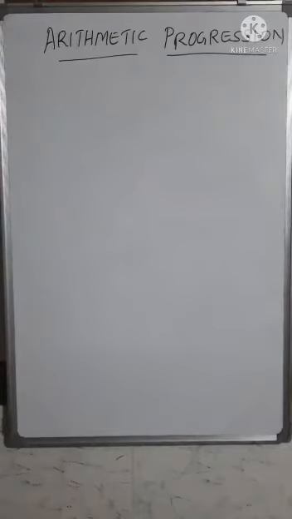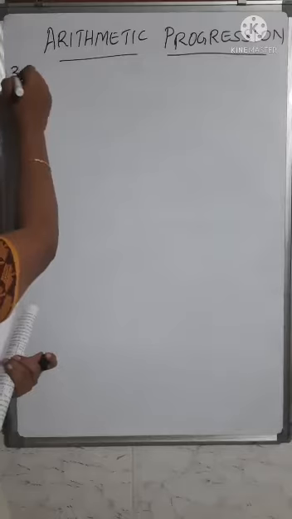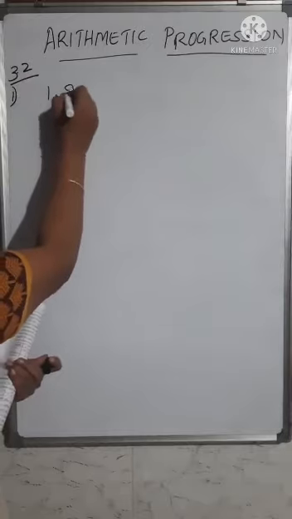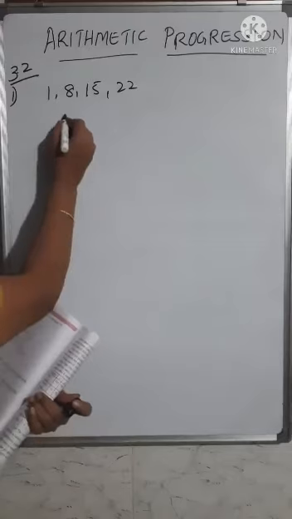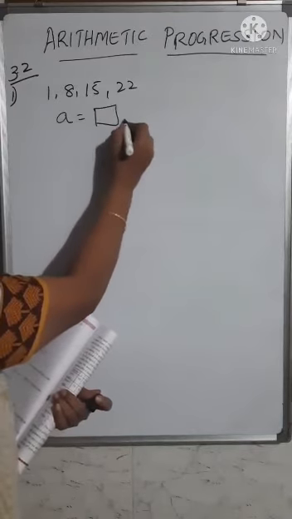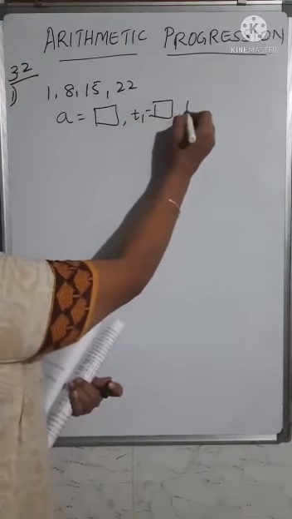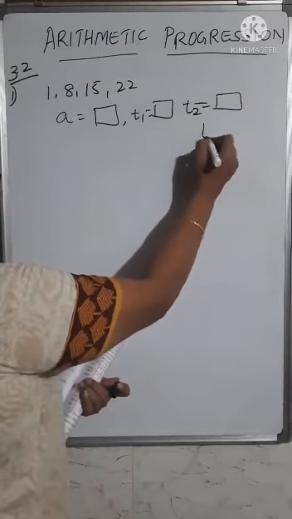Practice set 3.2. Write the correct number in the given boxes from the following AP. Here you only have to write what is asked in the problem. I will work out two problems from this. The first one, the first sub question, I got 1, 8, 15 and 22. Here they have asked A equals a box, T1 equals a box, T2 equals a box, and T3.